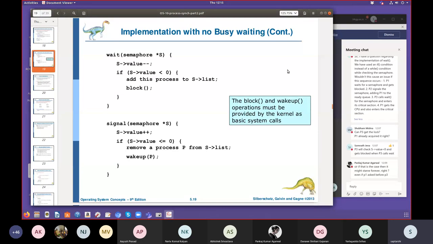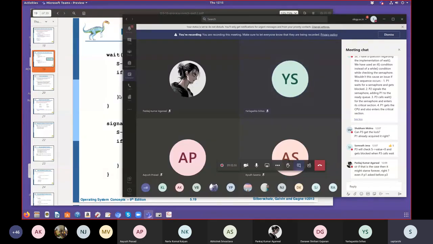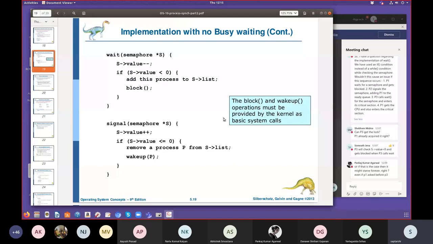Yeah. Okay. Great. But even then, I think Srihash raised one good point about this block and wake up. Once the process has been woken up, it goes to the ready queue. Fine. But does it mean that next time the CPU is allocated to this process, it will definitely be able to enter the critical section?